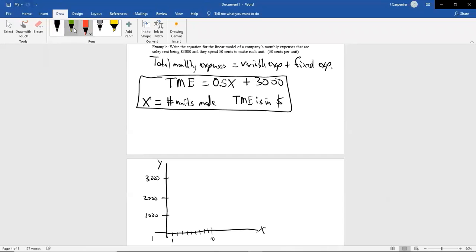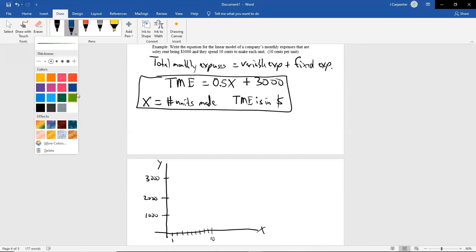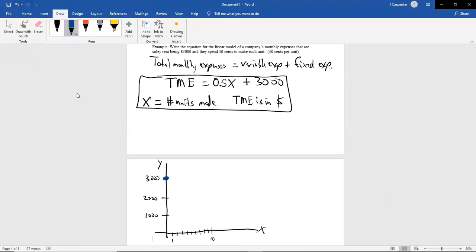So we have our first point, which is here. That was the initial or fixed amount, our y-intercept. That's our rent, and we're not making any units. And then I'm barely going to be able to show you this because of the scaling. And that's the reason I'm doing this. I'm going to do it once and I'm going to do it again.